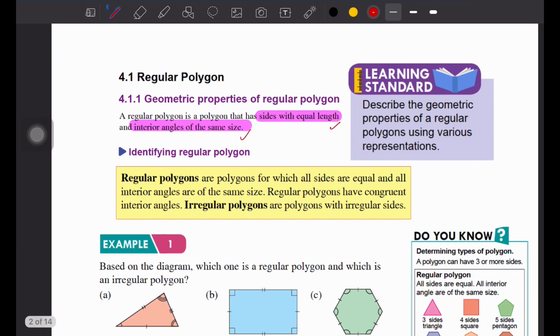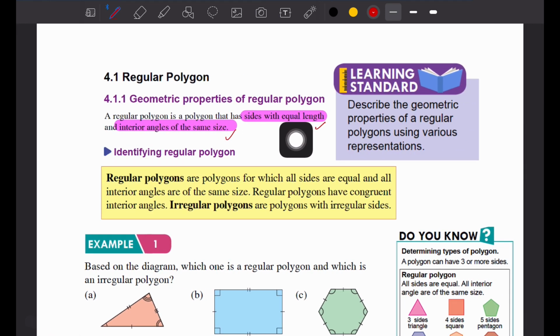The first one is the sides must be of equal length, and then the interior angles, sudut dalaman, must be the same, mesti sama. Regular polygons are polygons for which all sides are equal and all interior angles are of the same size. If it only has equal length but not the same size of interior angles, then it is not a regular polygon. It must be both. It must satisfy both syarat.